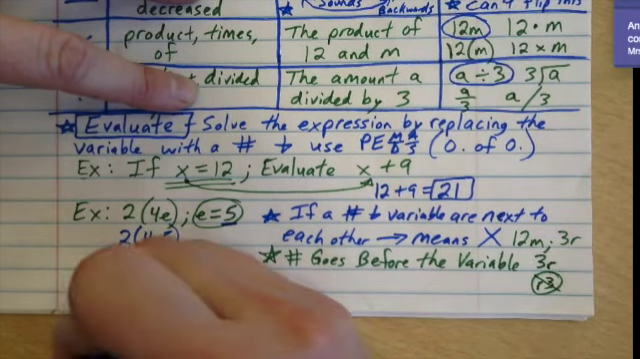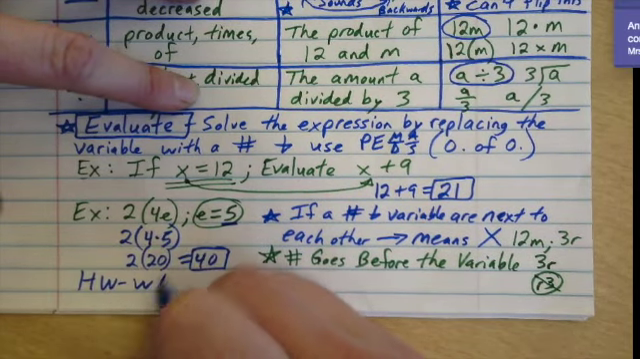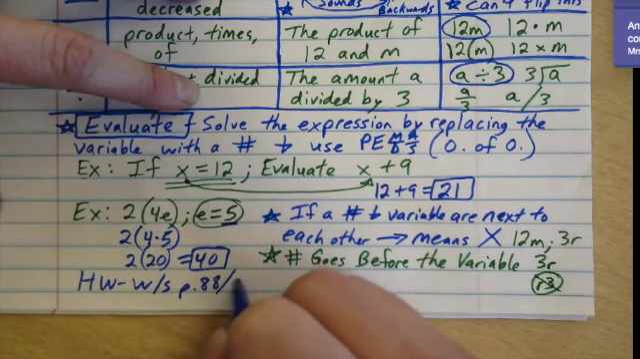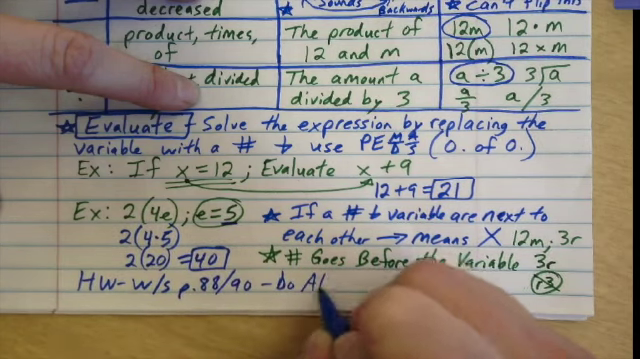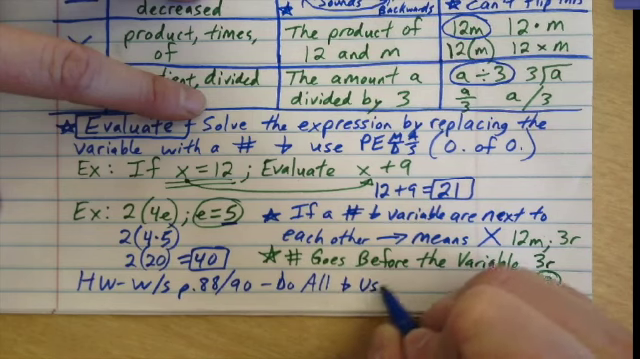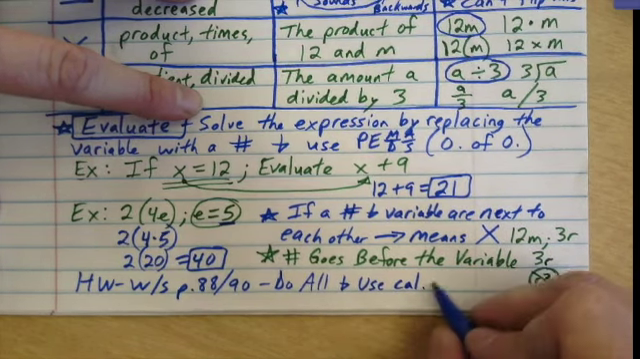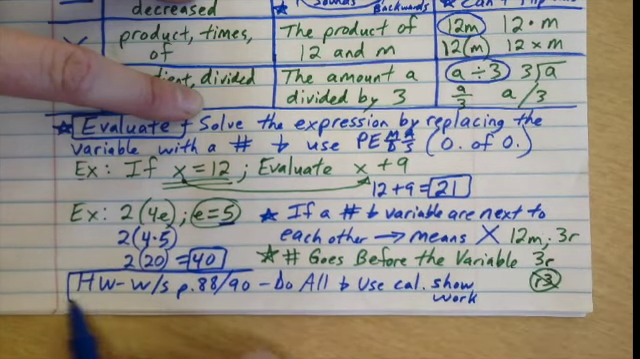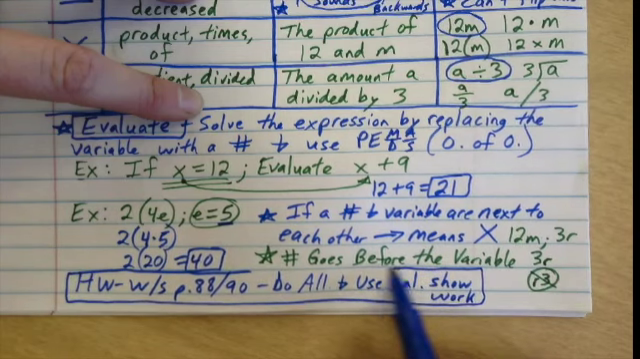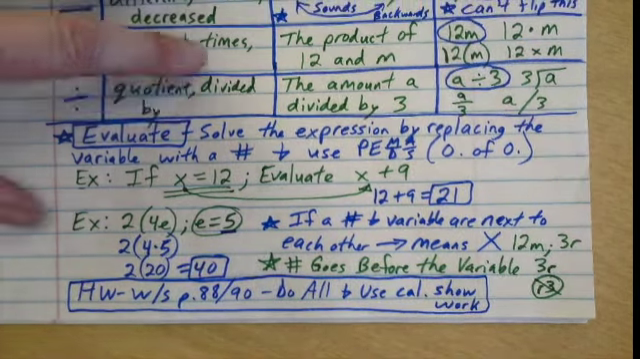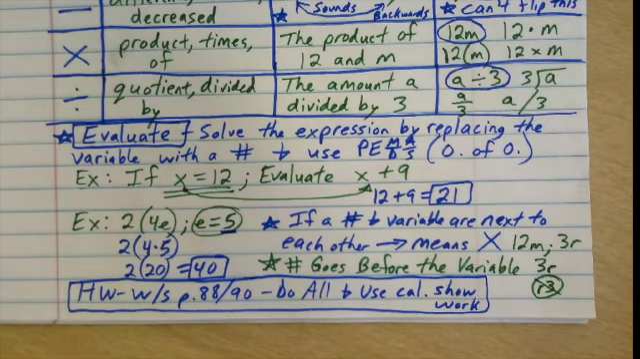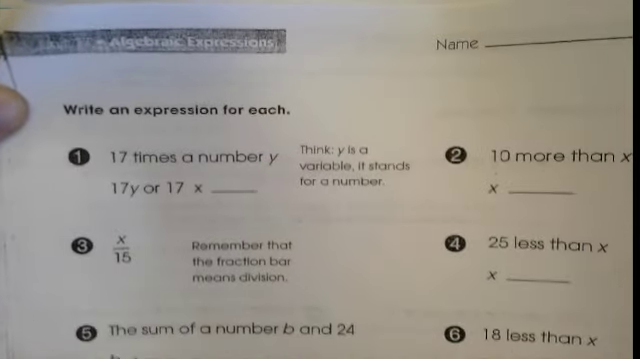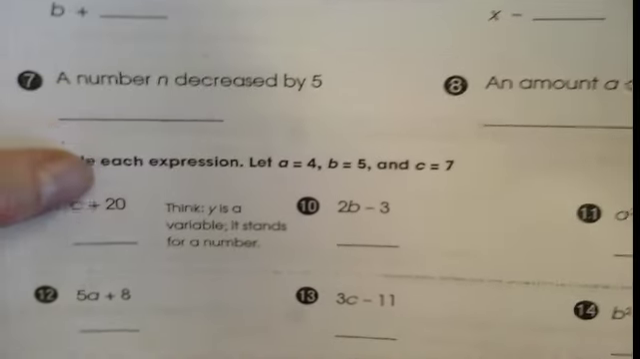Your homework for this particular assignment is a worksheet, pages 88 and 90, and you will do all on both sides, and you may use a calculator for help, but you need to show your work. And I believe you have to skip a page in the packet to find this paper because it's 2 pages back from the last one that we did. So it'll say page 88 and 90 on it, and it's talking about writing expressions, and they'll give you some clues, and you have to write the expressions like we just did in the chart. You'll have to solve by filling in numbers for those variables.